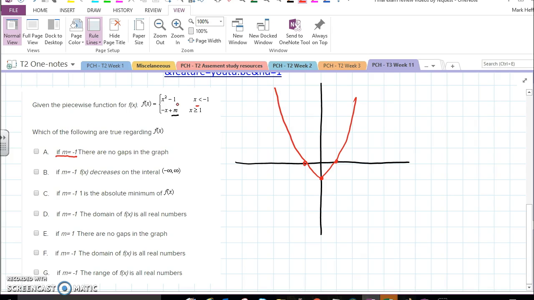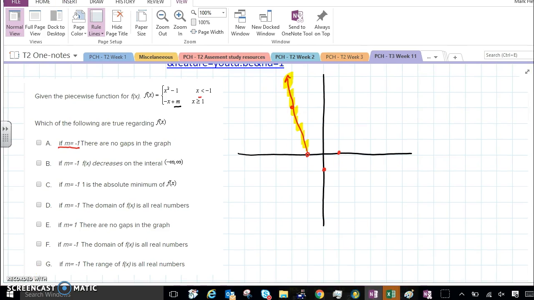We only want the part less than -1. So over 1 up 1, over 2 up 1, 2, 3, 4. It should really go through that point there. We're going to highlight the portion of this that we want. Everything less than -1. Everything else we will erase.